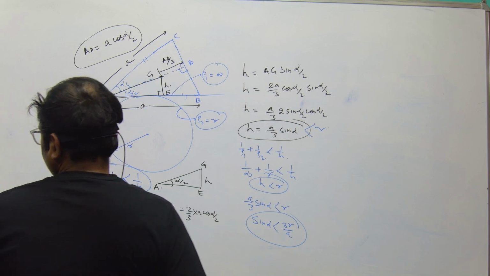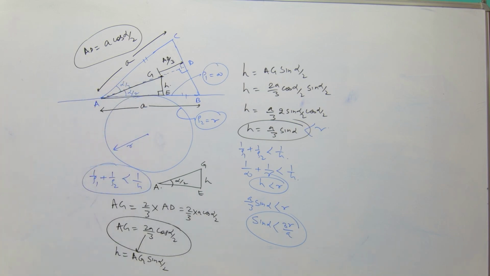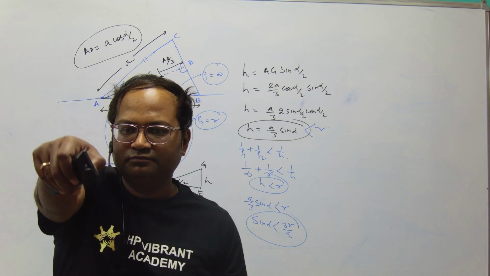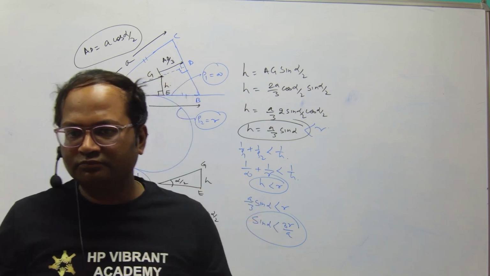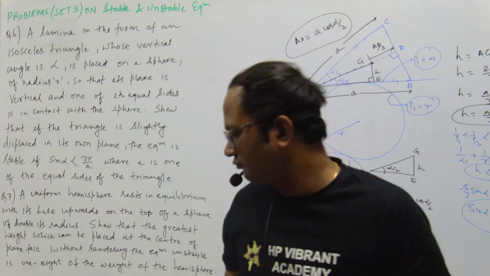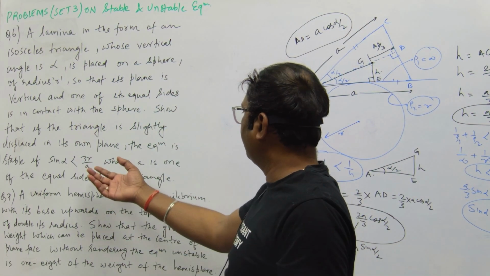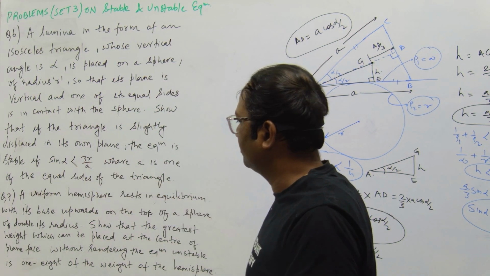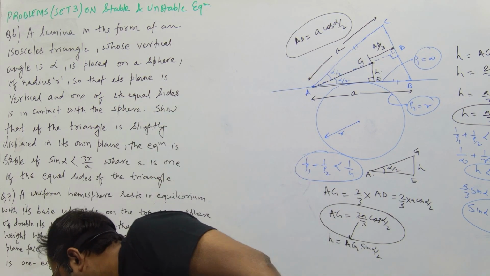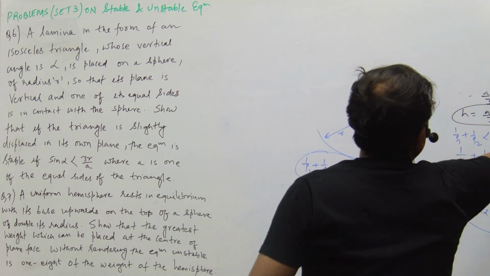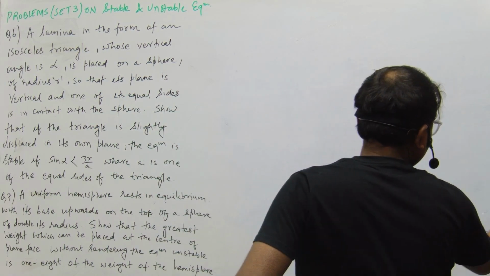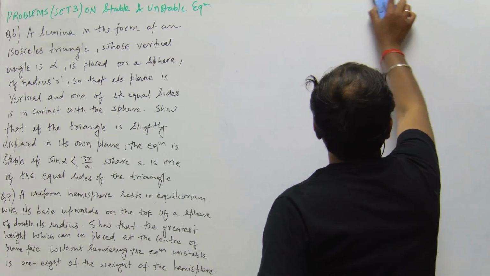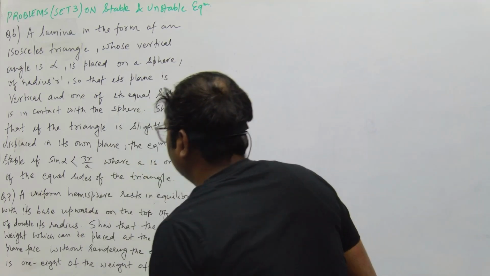Okay, now let us discuss question number 7. In question number 6 we had to show sin alpha is less than 3r upon a. Now let us discuss question number 7.